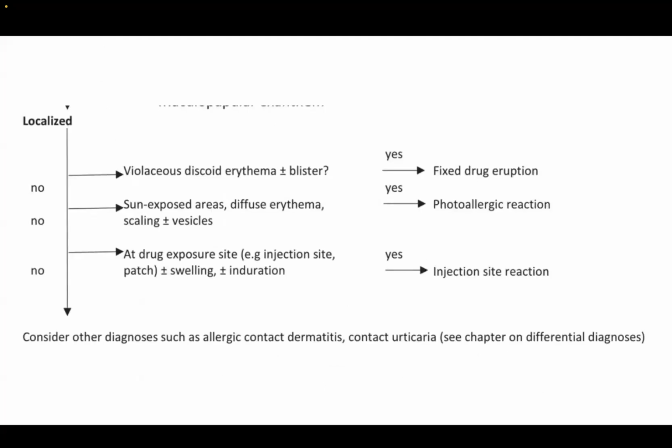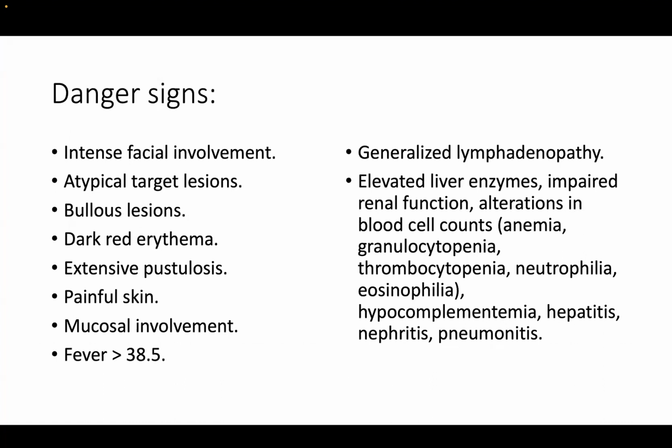If the rash is localized, is it a violaceous discoid erythema with or without blister? Yes, this is fixed eruption. Is it on the sun-exposed areas with diffuse erythema, scaling, or vesicles? Yes, this is photoallergic reaction. Is it at the drug exposure site or injection site with induration and swelling? So this is injection site reaction. So these are the guiding manifestations to follow when you examine or assess your patient.